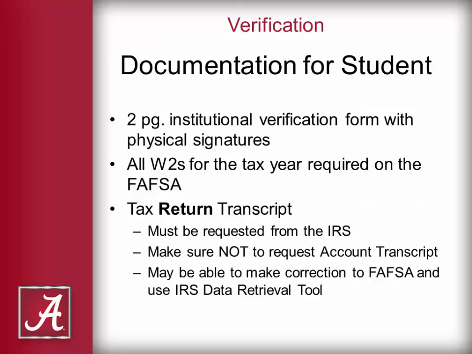In addition to that form, of course, we do also need the student's W-2s for whatever tax year was required on the FAFSA. And we do as well need their tax return transcript. The student also has the option to go in and make that correction to the FAFSA and use the IRS data retrieval tool as long as they're eligible for it. But if they're not for some reason, we would need that tax return transcript.